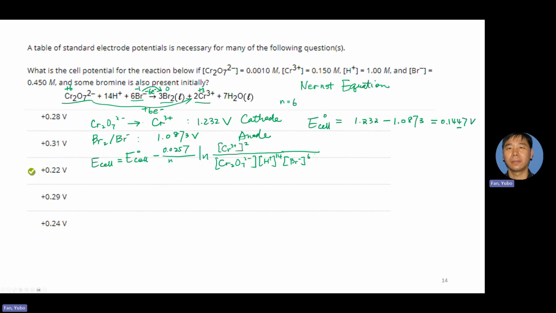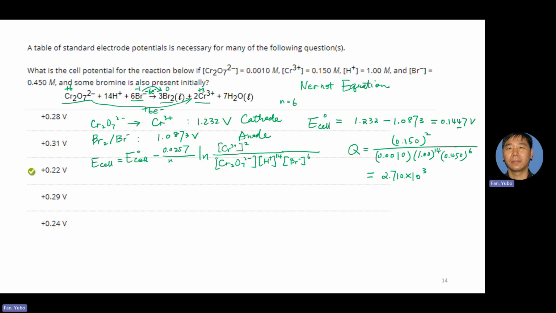Then we plug in all the values. We can calculate Q separately. The chromium 3+ concentration is 0.150, squared. The dichromate concentration is 0.0010, to the power of 1. For the proton, the concentration is 1.00, so it doesn't change even to the 14th power; it's still 1. The bromide concentration is 0.450, to the 6th power. So Q with the calculation equals 2.710 times 10 to the third.